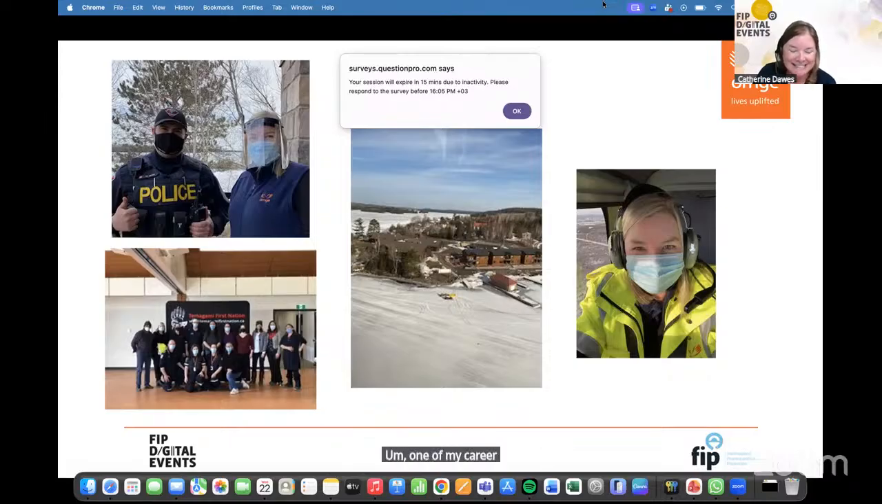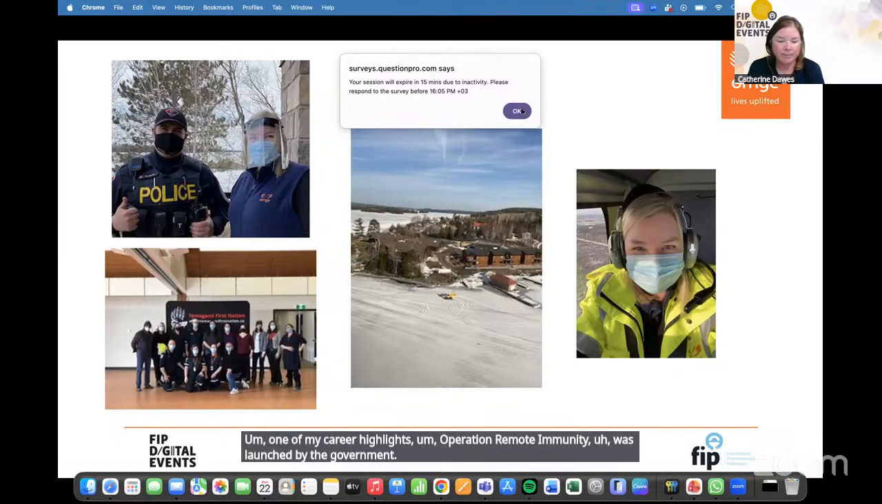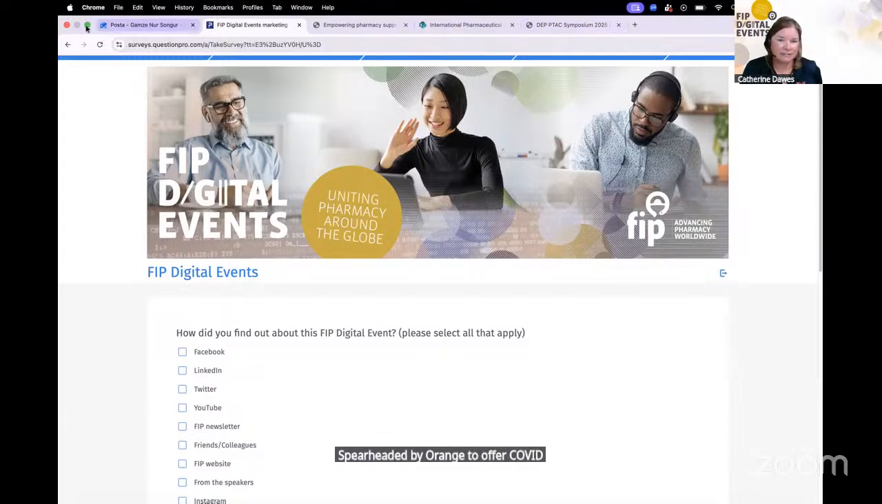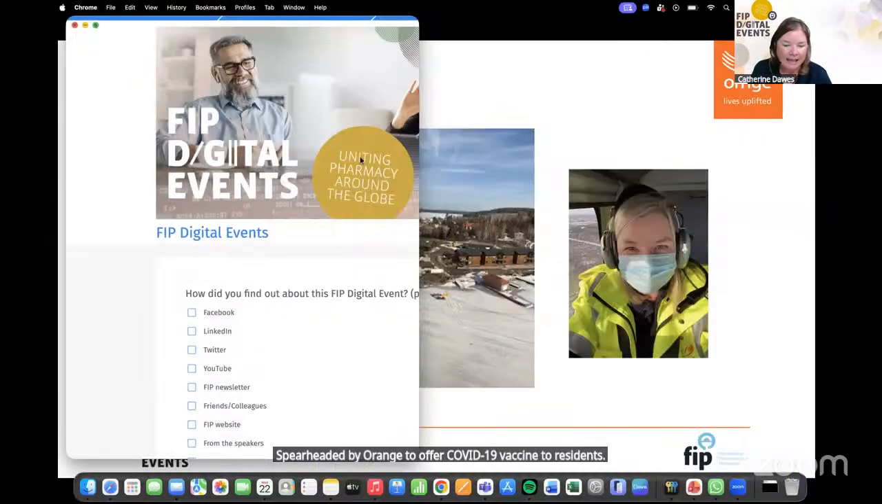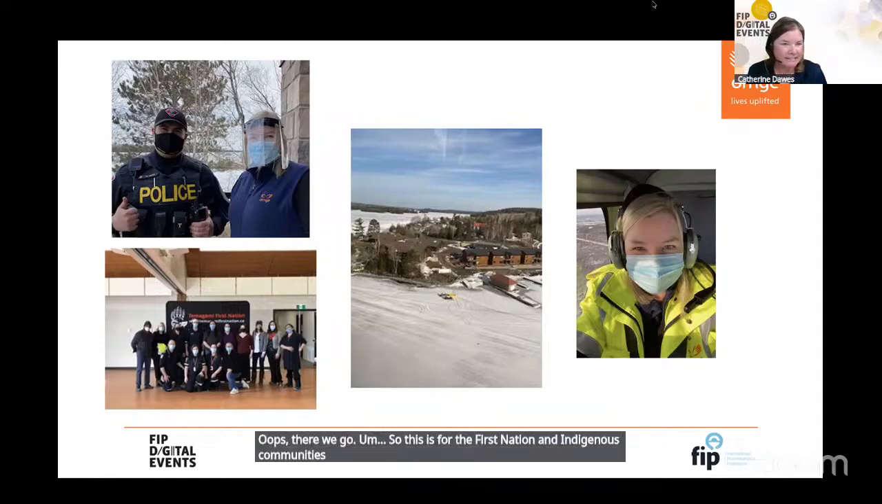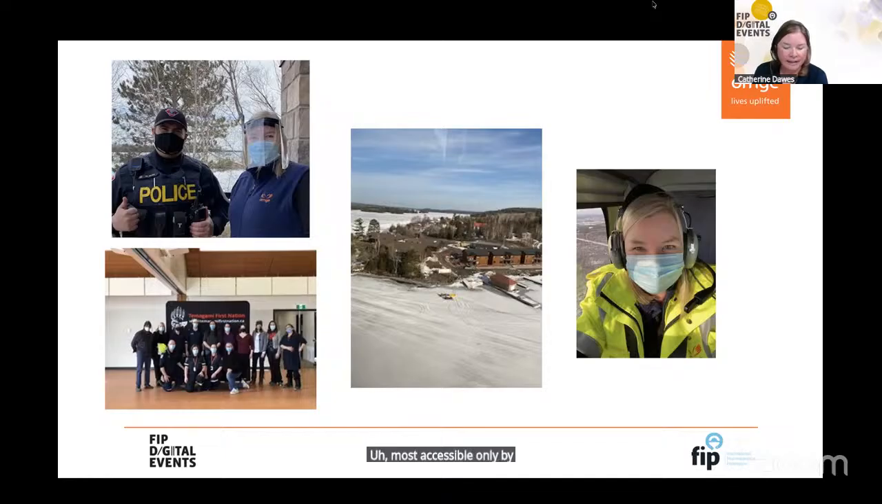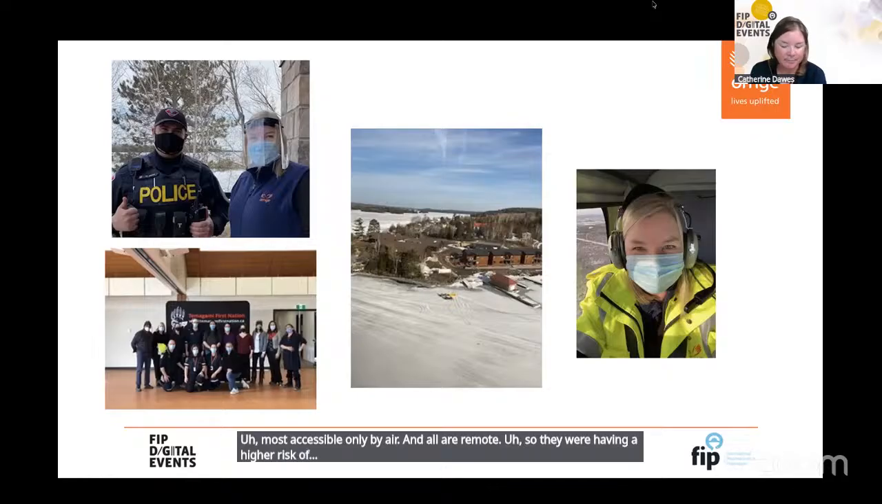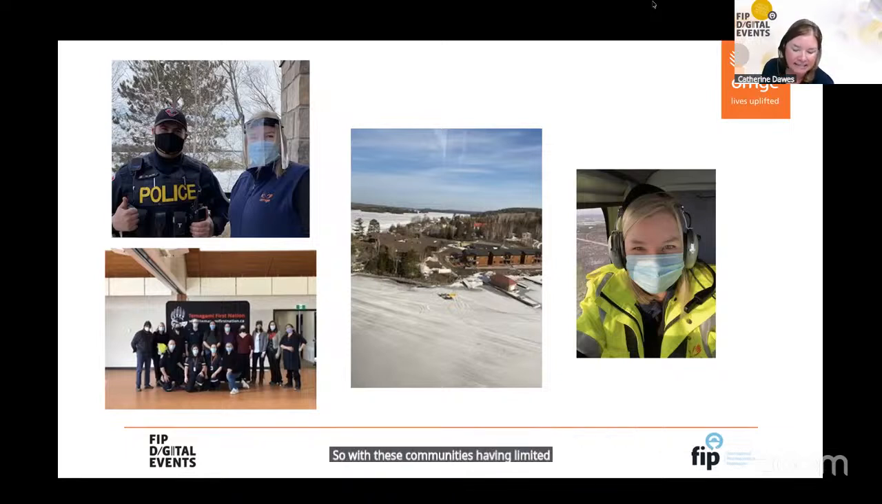One of my career highlights, Operation Remote Immunity was launched by the government, spearheaded by Ornge to offer COVID-19 vaccine to residents. So this is for the First Nation and Indigenous communities in remote areas. It included 31 fly-in communities, most accessible only by air, and all are remote. So they were having a higher risk of serious illness and challenging access to healthcare services. So with these communities having limited resources, it made the risk of the virus potentially devastating.